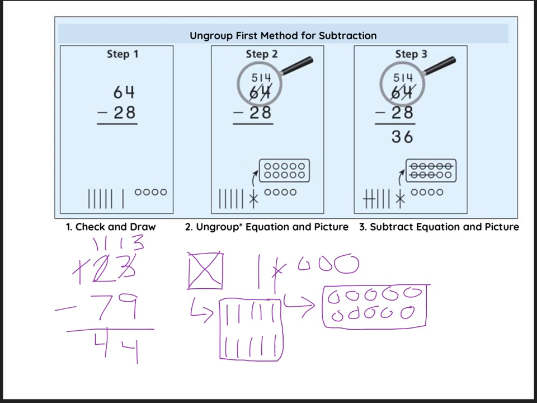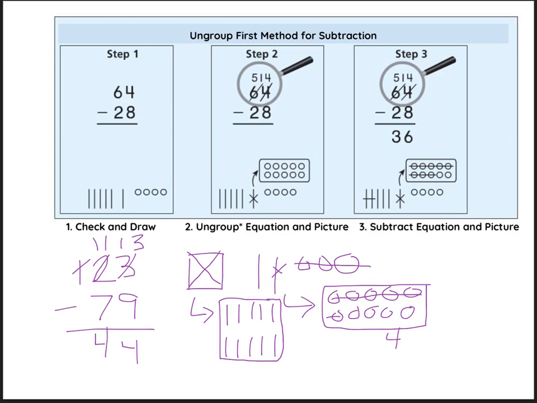I can also subtract on my picture. So I have 13 ones and I need to subtract 9 of them. So I will subtract these 3. 5 more would be 8, and 1 more would be 9 that I subtracted. And I can see I have 4 ones left.